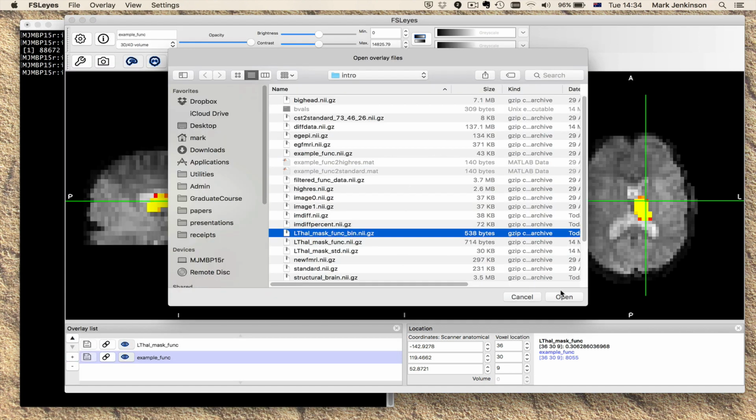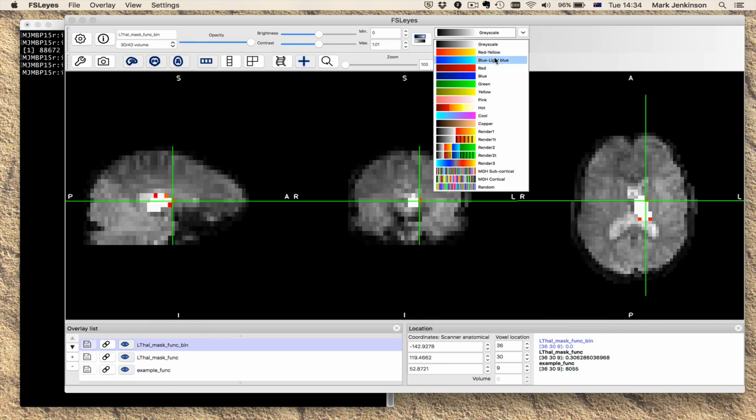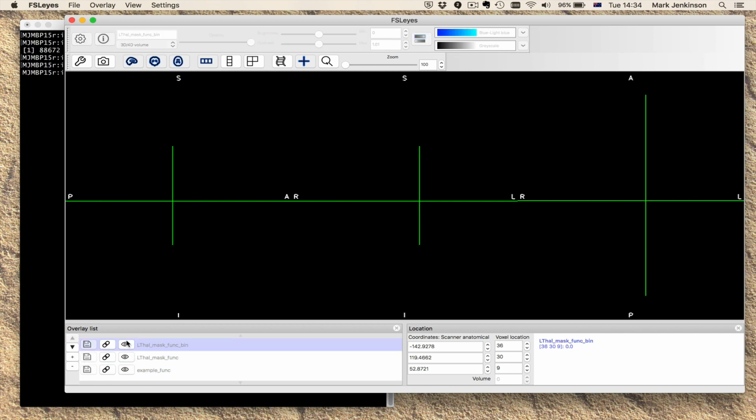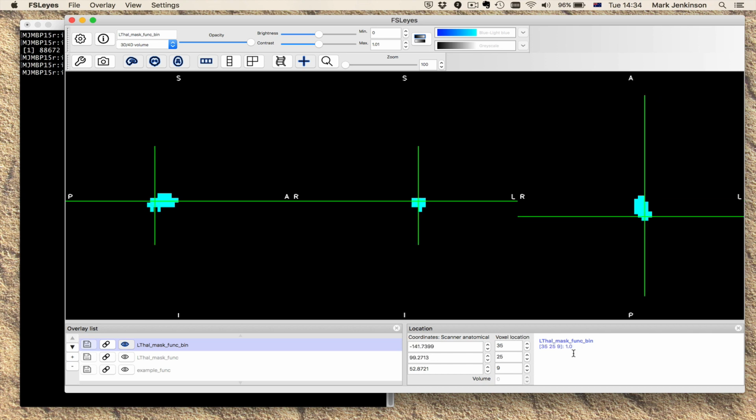So here it is. And let's make that a different color. So let's go with the blue color range. And if I turn just that one on, then you can see that it's just a uniform color. And if I go around the voxels, everything is either 0 or 1.